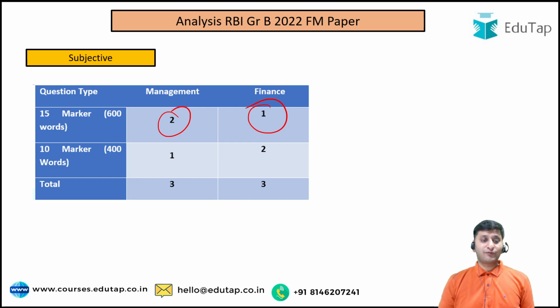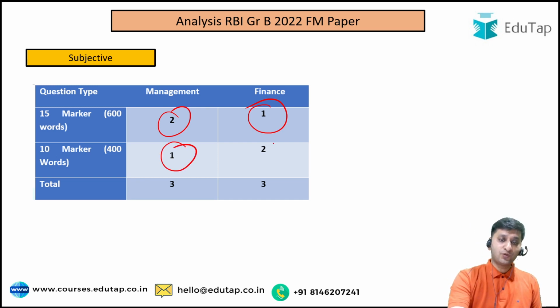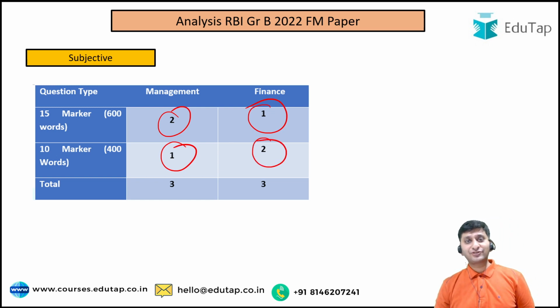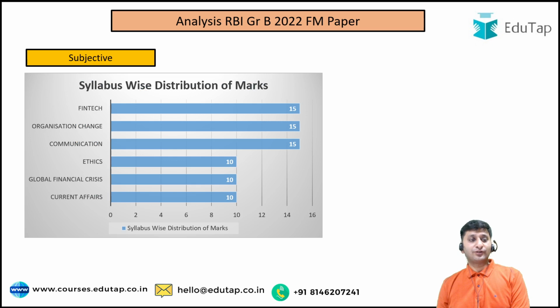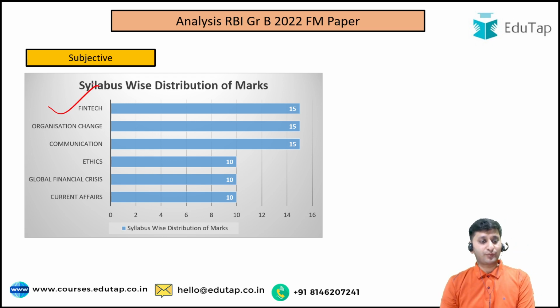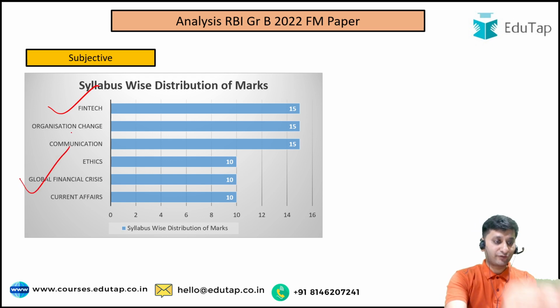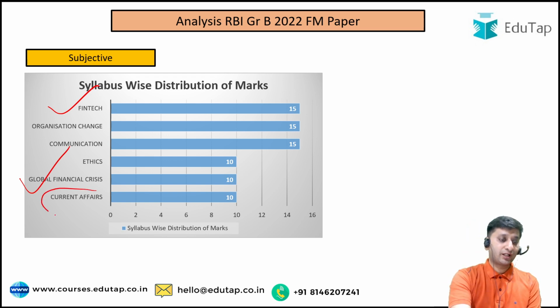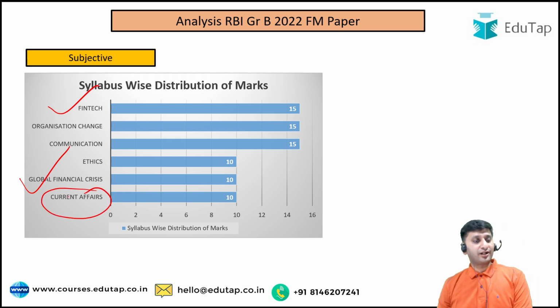Then 10 markers, 1 was from management and 2 were from finance. And out of these 2 from finance in the 10 markers, 1, LTRO, was based upon current affairs, right? So this is the syllabus-wise distribution. If you talk about finance, fintech, we always knew fintech is important. Global financial crisis, we have always been telling you global financial crisis is important. And 1 was on LTRO, which we have designated as current affairs.